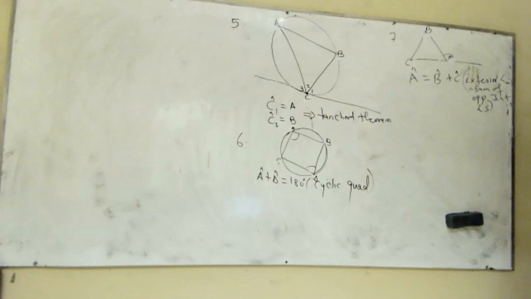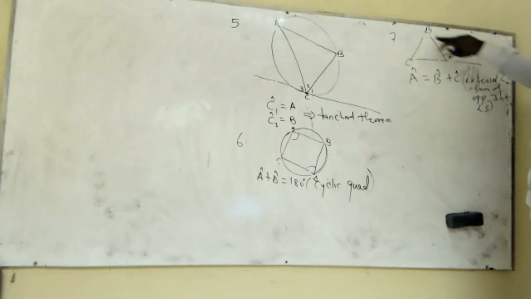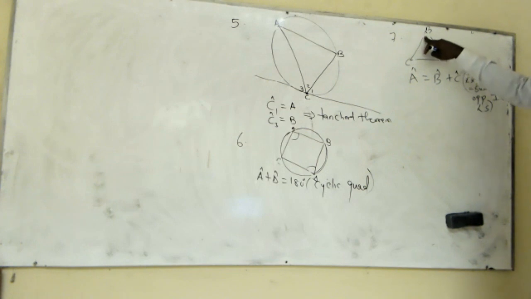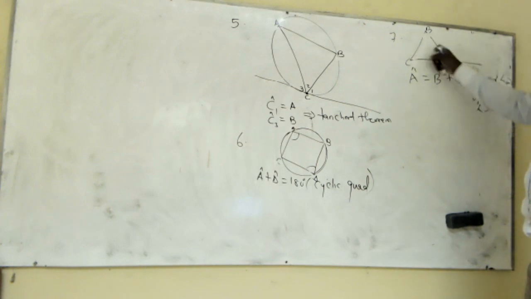You must not forget this theorem. It's a very, very important theorem which you are going to use many times: that the angle that is given outside is equal to the sum of the opposite interior angles inside the triangle.